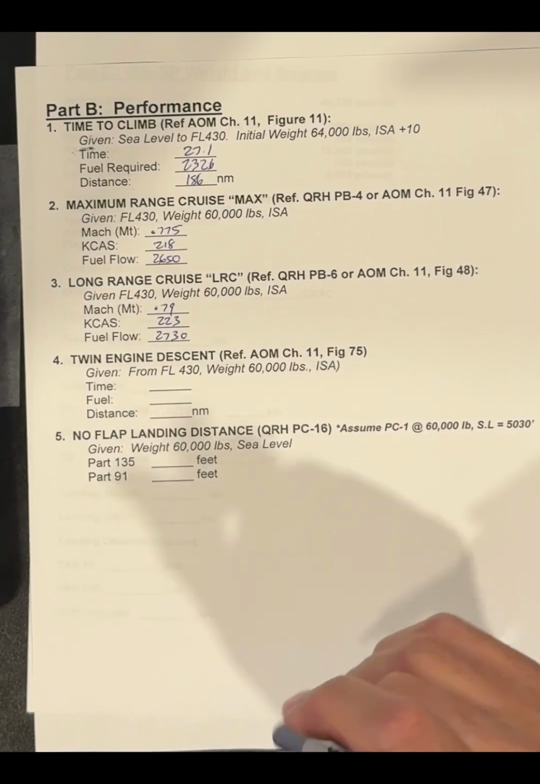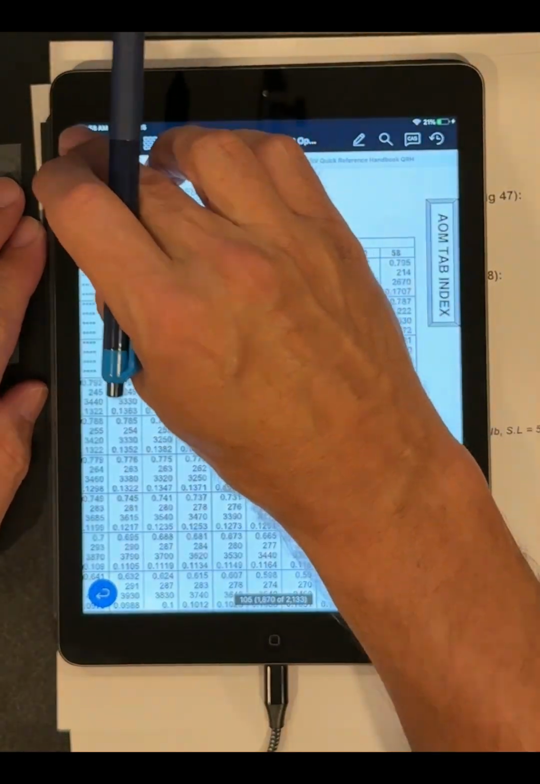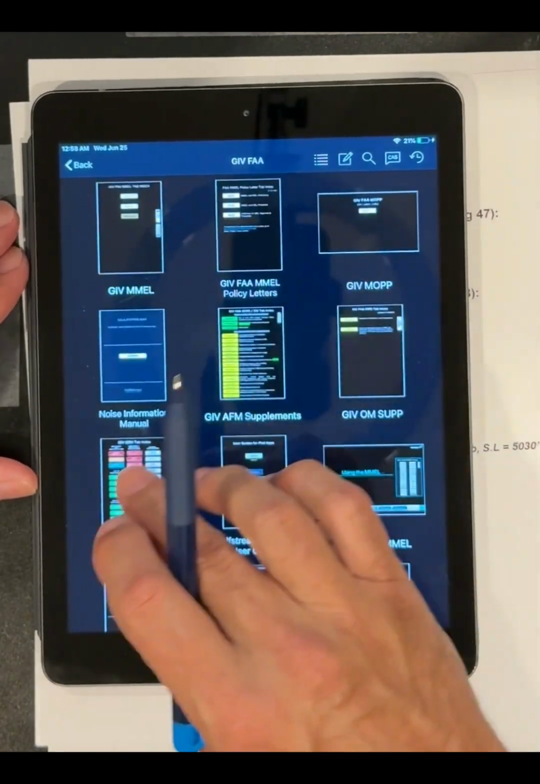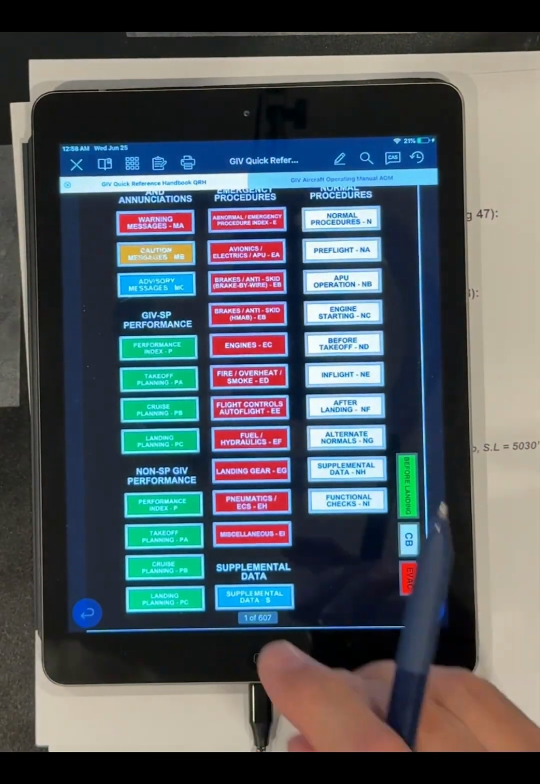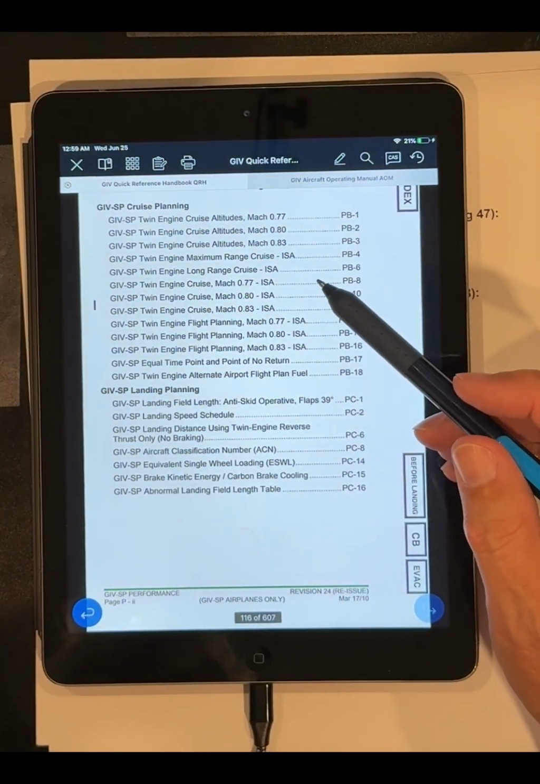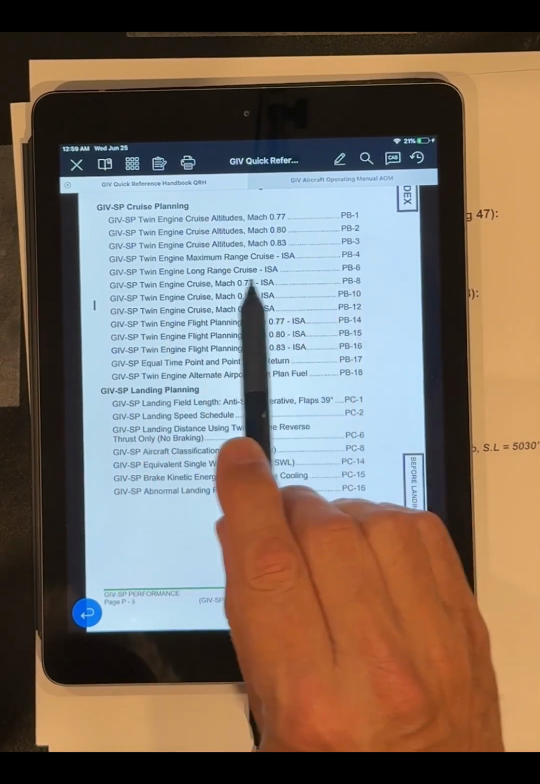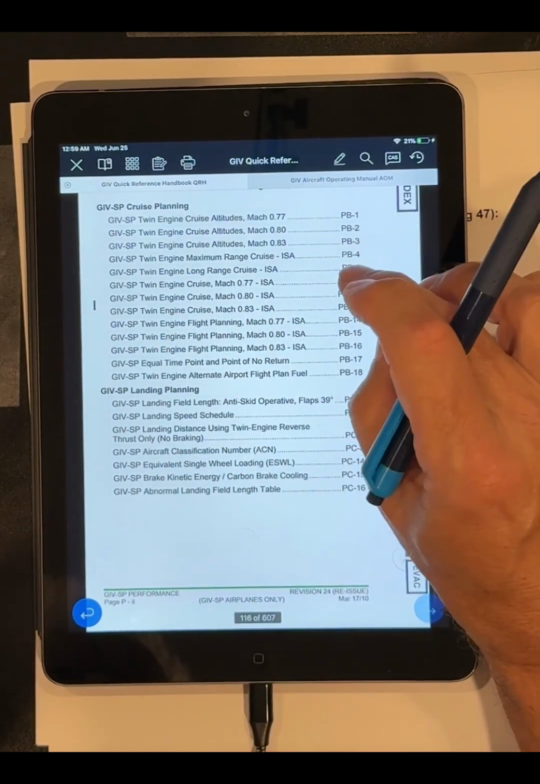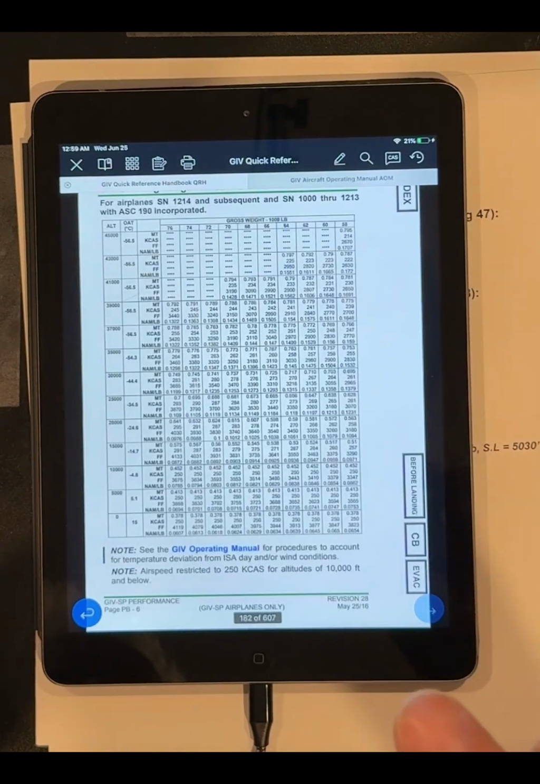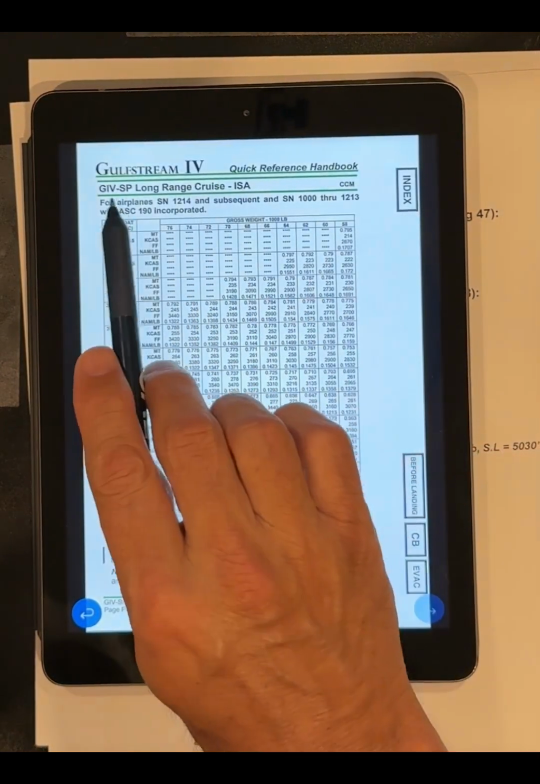Let's find it in the QRH. Let's get out of all of this. Bring up the QRH. Cruise planning. And what are we looking for? Long range cruise. Right, there it is. Only one page for this. Papa Bravo 6. Highlight it or click it. Here's our form. What do we got?